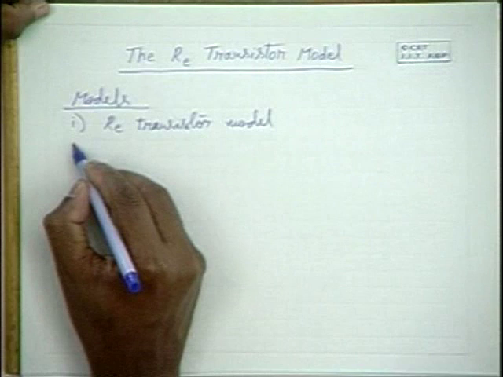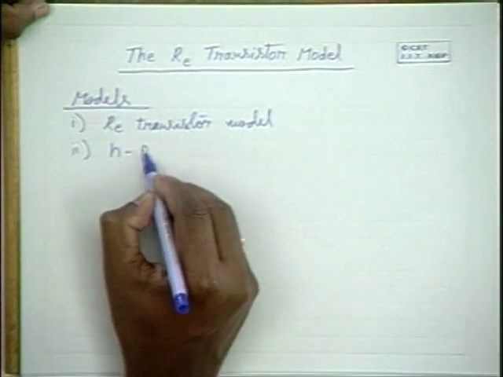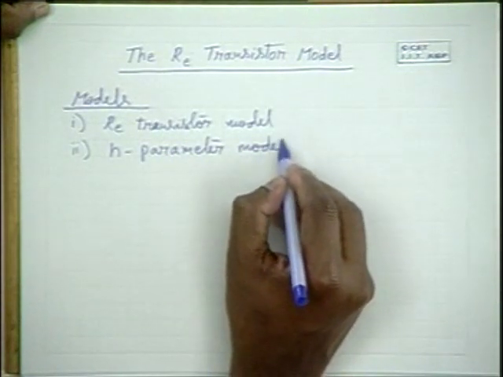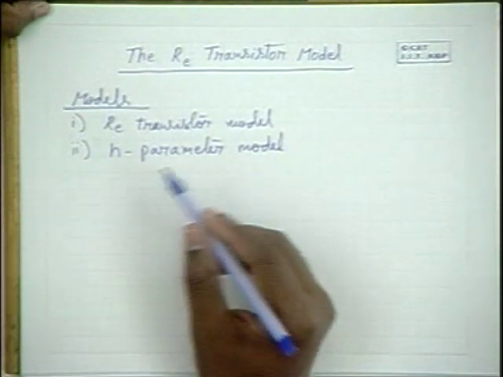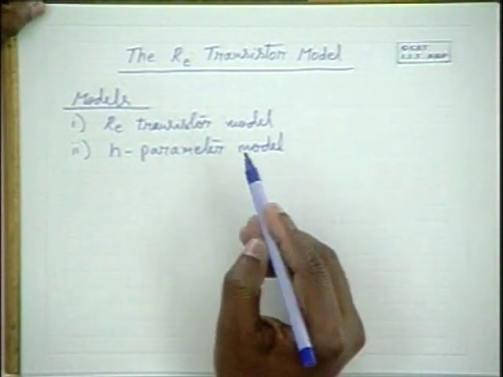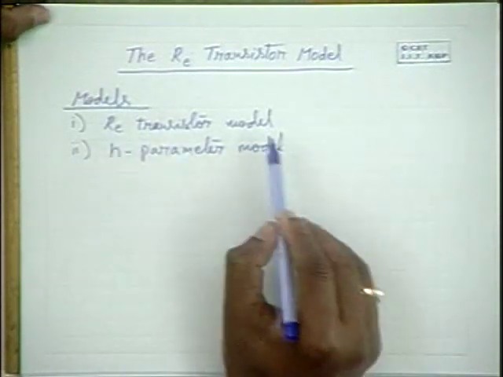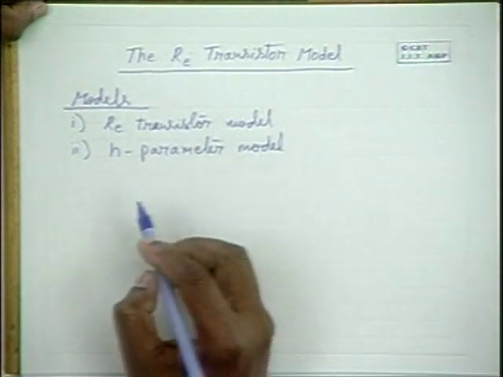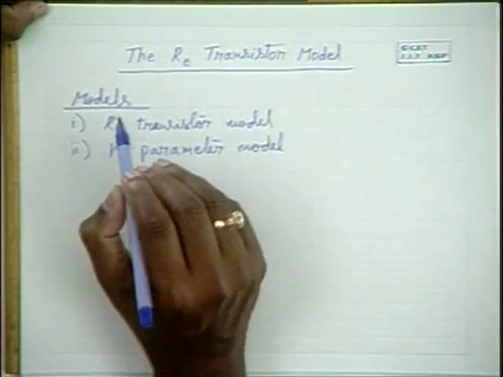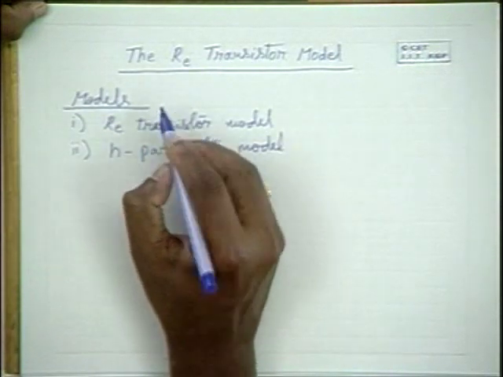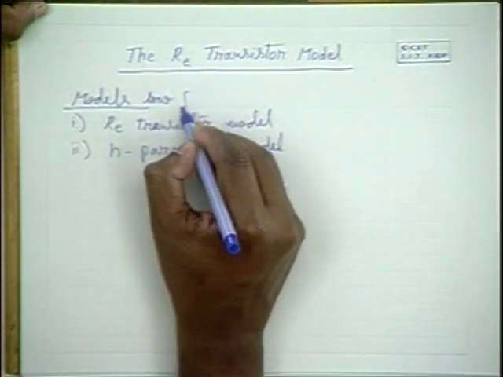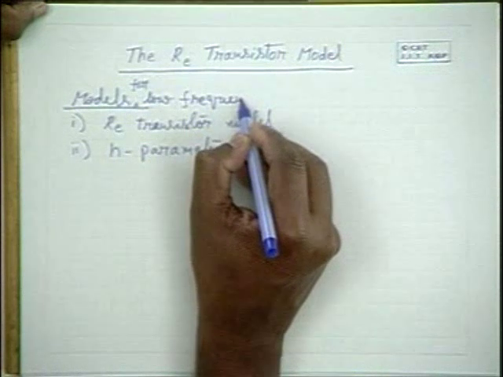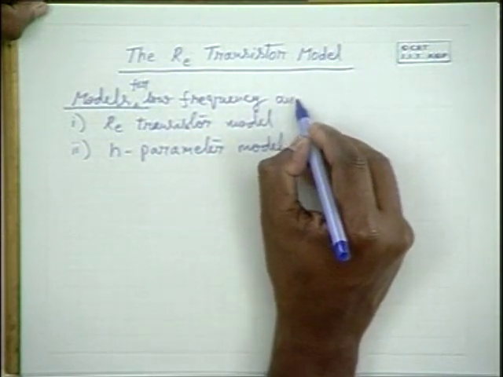the hybrid parameter model, which is known as the H parameter model in short, and other models are also there, Y parameter model, Z parameter model, etc. But these models are very popularly applied for transistor analysis. These are models used for low frequency and small signal analysis.